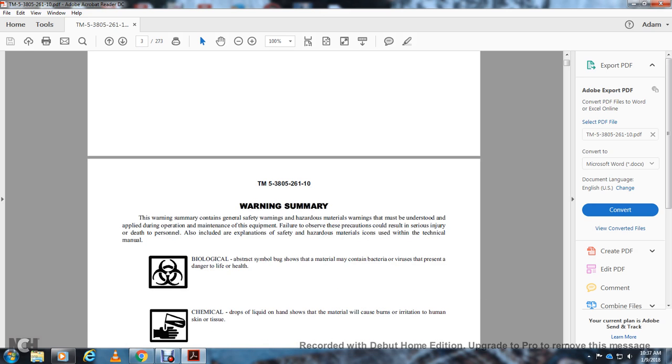Warning summary. The warning summary contains general safety warnings and hazardous material warnings that must be understood and applied during the operation and maintenance of the equipment. Failure to observe these precautions could result in serious injury or death of personnel. It also includes an explanation of the hazardous material icons used within the technical manual.